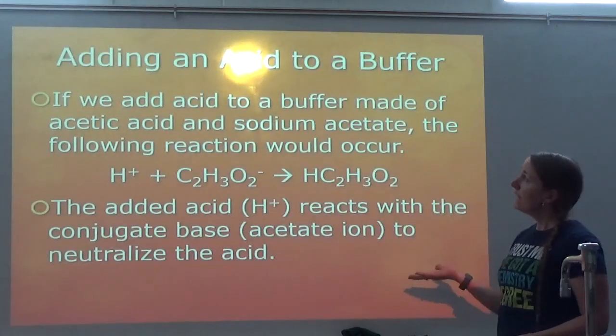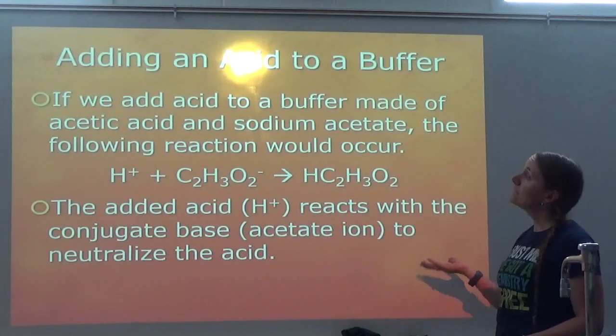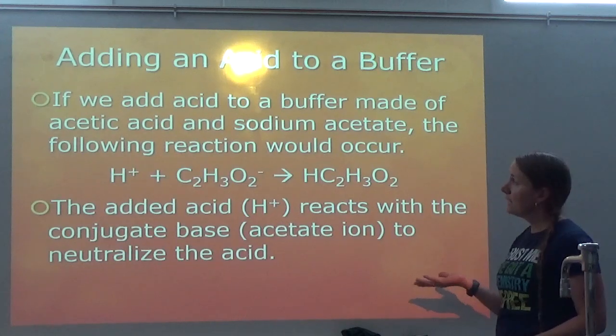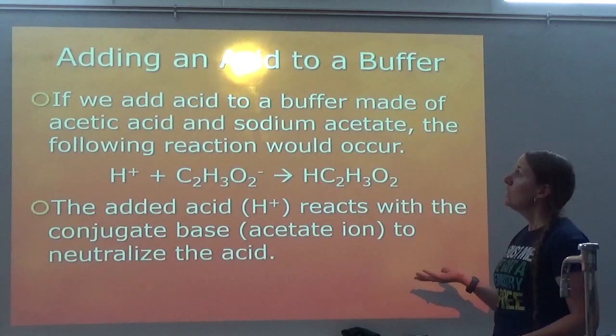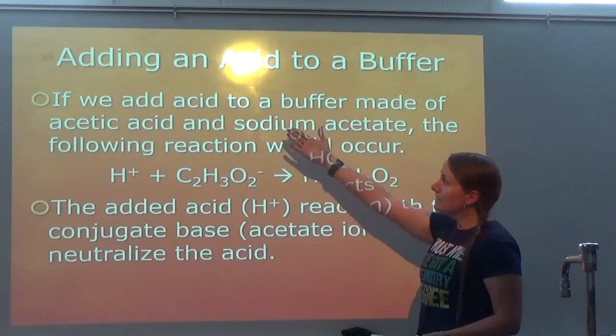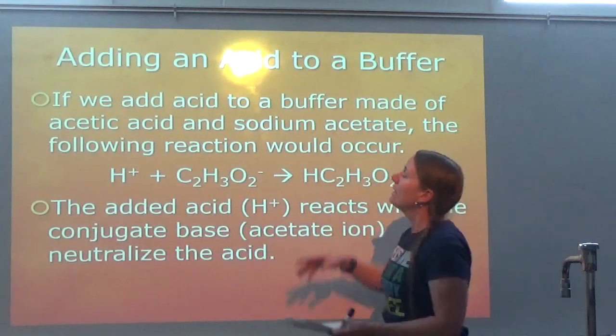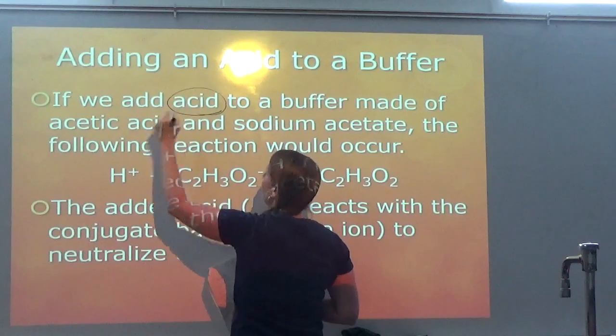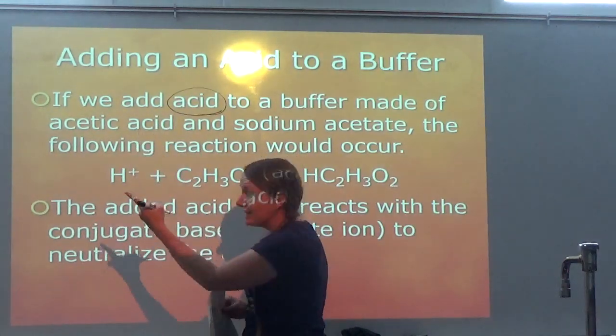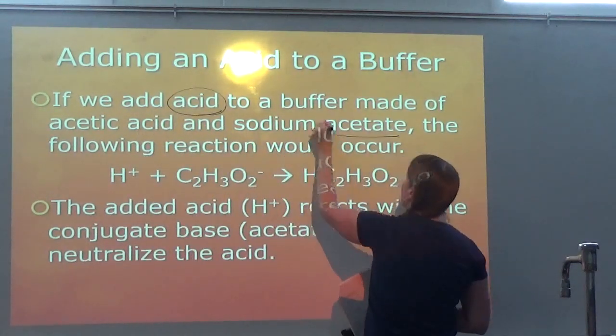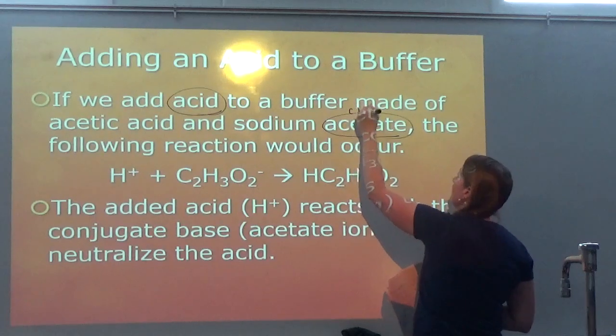So if we add acid to a buffer made of acetic acid and sodium acetate, the following reaction would occur. So if I add acid to acetic acid and sodium acetate, the acid is not going to want to react with the acid. It's going to want to react with the acetate because remember that's the conjugate base.